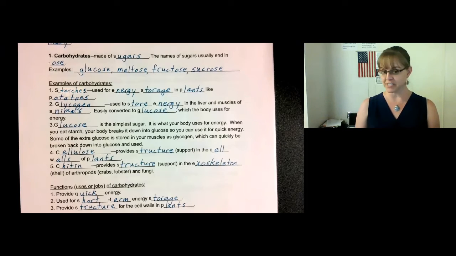Now, when animal cells need extra support, they're going to use chitin, C-H-I-T-I-N. And chitin is what's in the exoskeleton of arthropods like crabs and lobsters, or in fungi like mushrooms. So chitin is used to support animal and fungus cells.